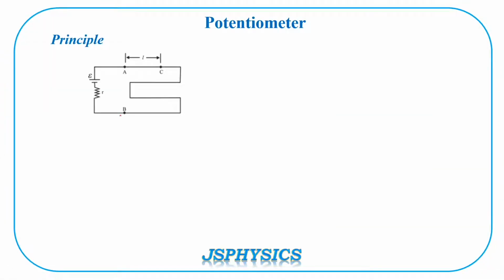Let us understand the principle of potentiometer. Here we have taken a wire AB, which is a long and uniform wire of uniform area of cross section. Now this wire is connected with a cell of EMF E and internal resistance r. That means this resistance r is inside the cell itself. So across the wire of length L, we have connected a battery and its internal resistance, which is inside the battery.